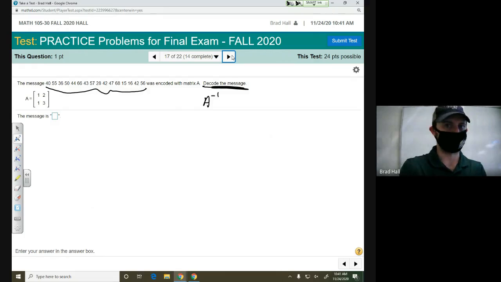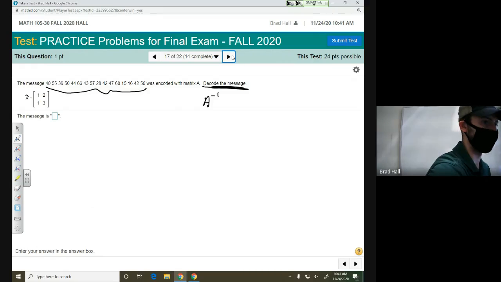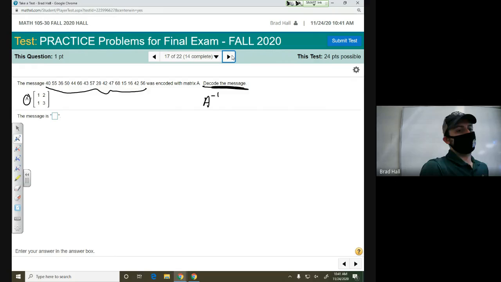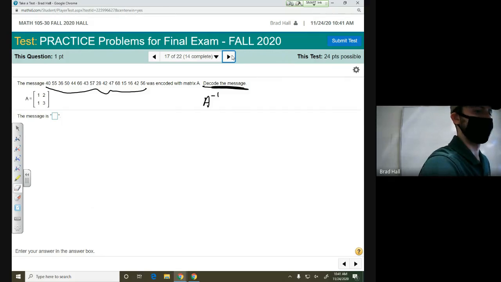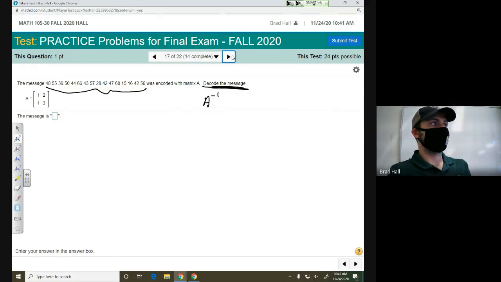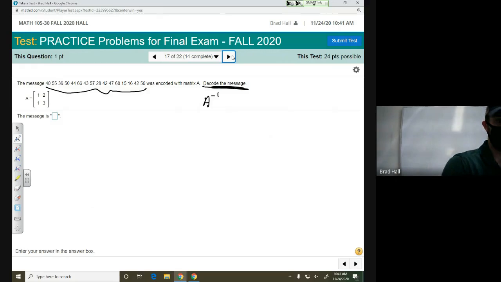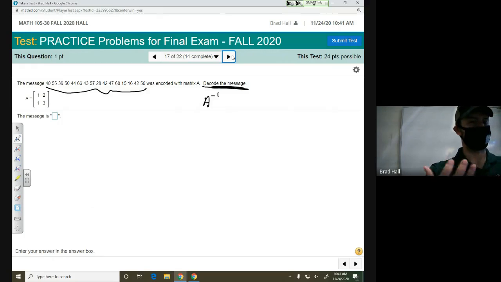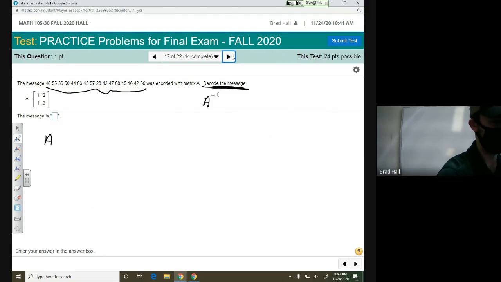I guarantee there are going to be some of you on the test that will use A, and you will wonder why all of your numbers are coming out so weird. Your final answer should have numbers that convert nicely to letters because you're decoding, trying to figure out what the message is. The easiest way to do this, as I mentioned when I talked about cryptography, is in your calculator: let A equal 1, 2, 1, 3. You can worry about the inverse later.